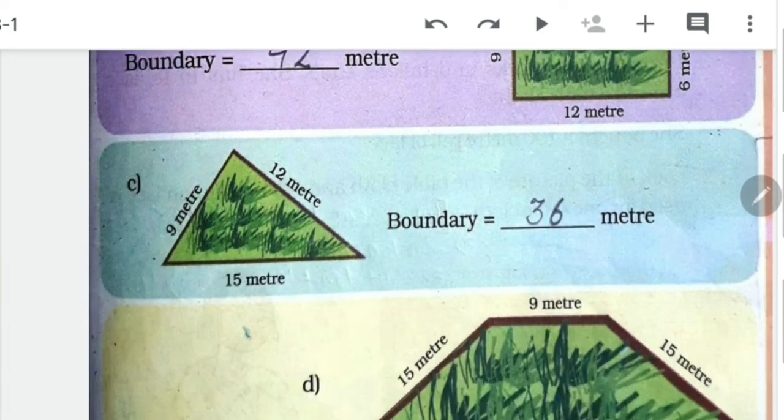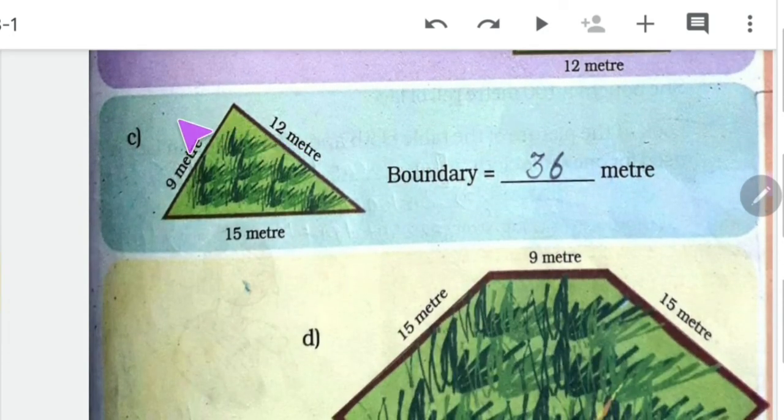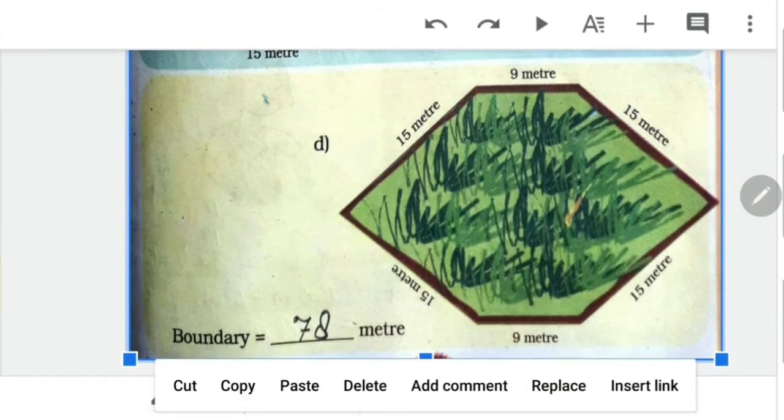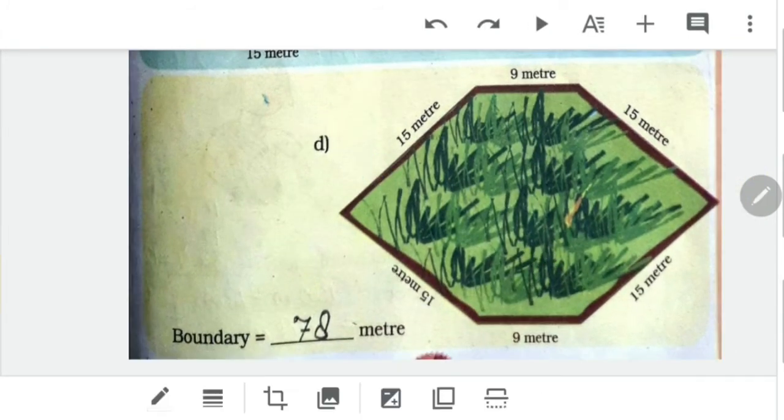Now let's move on to the next field, field number C, and it is in the shape of a triangle having 3 sides. One is of 9 meter, another is of 12 meter and the third one is of 15 meter. After adding all the three sides, we have a sum of 36 meters. And then this is field number D.